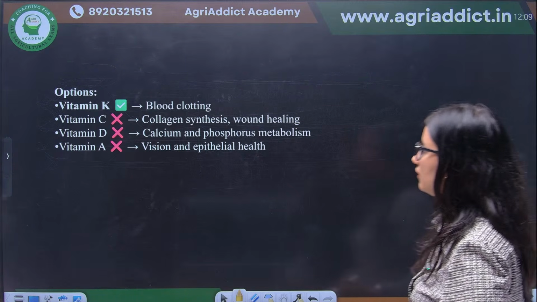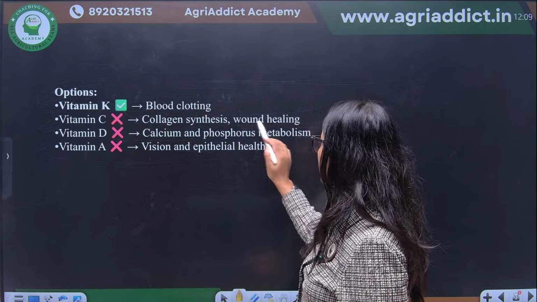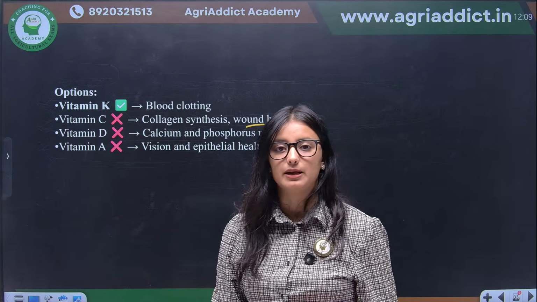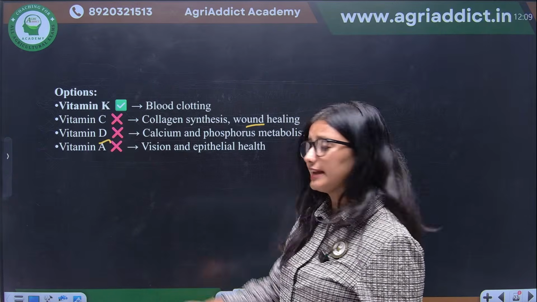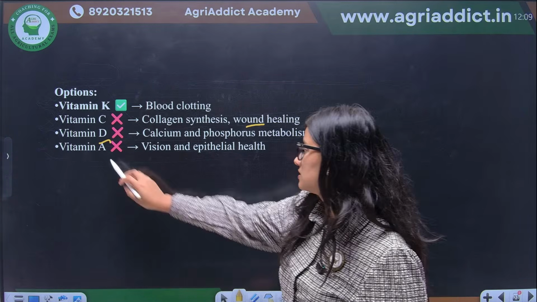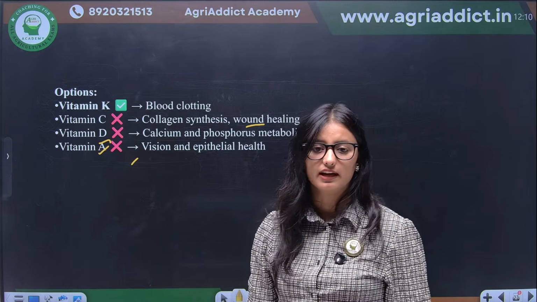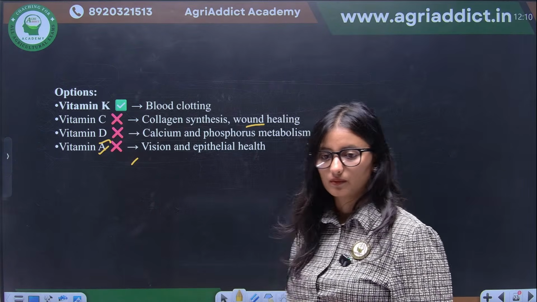सो आई हैव रिटन हियर आल्सो विटामिन सी दैट इज रिक्वायर्ड फॉर कोलेजन सिंथेसिस. ओके, सो वुंड हीलिंग में हेल्प करता है विटामिन सी. What about vitamin D? Calcium and phosphorus metabolism. And vitamin A, vision and epithelial health. Clear? Okay.